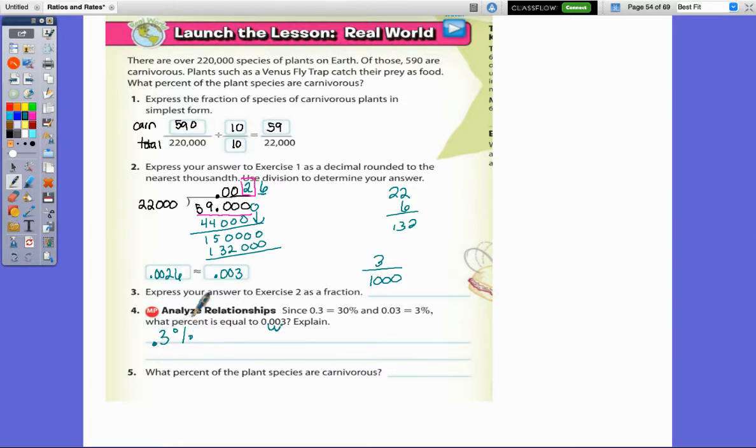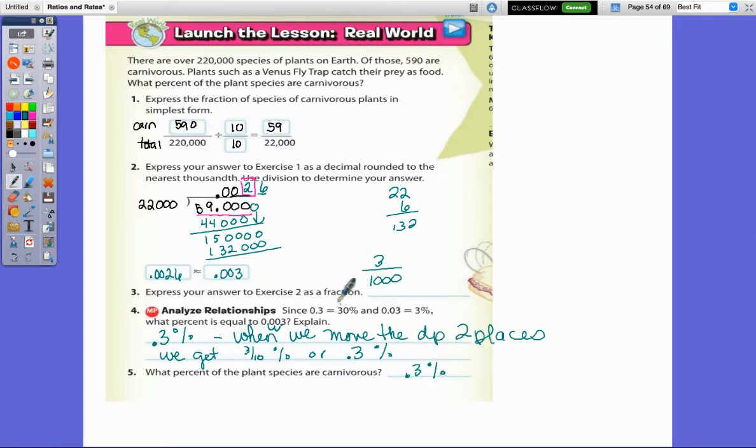Now this is less than 1%. Very small chance of this happening. 3%, 3/10 of a percent. And the reason we would do this is when we move the decimal two places, we get 3/10 of a percent, or 0.3%. These are equivalent, fraction, decimal. So what percent of the plants are carnivorous? 3/10 of a percent. Not even a whole percent, less than 1%.